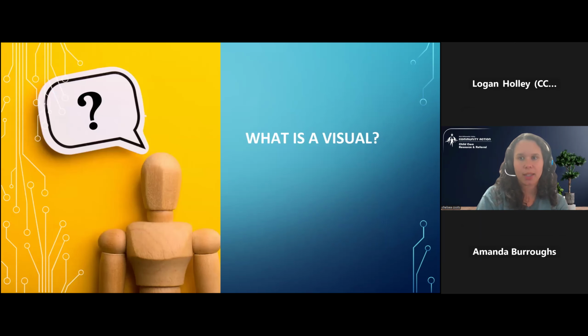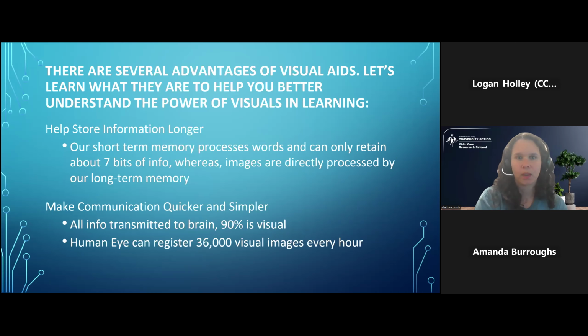Okay, so what is a visual is what we're going to go over next. There are several advantages of visual aids. Let's learn what they are to help you better understand the power of visuals in learning. It helps store information longer. Our short-term memory processes words and can only retain about 7 bits of info, whereas images are directly processed by our long-term memory. The other advantage is it makes communication quicker and simpler.